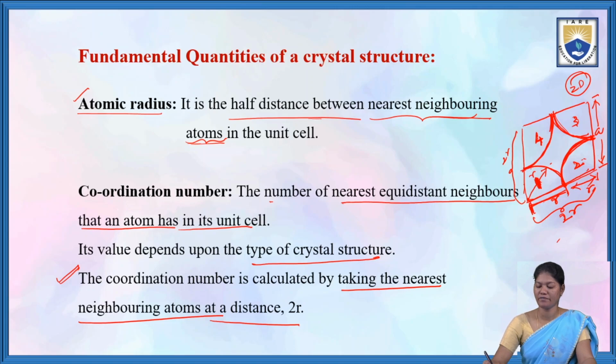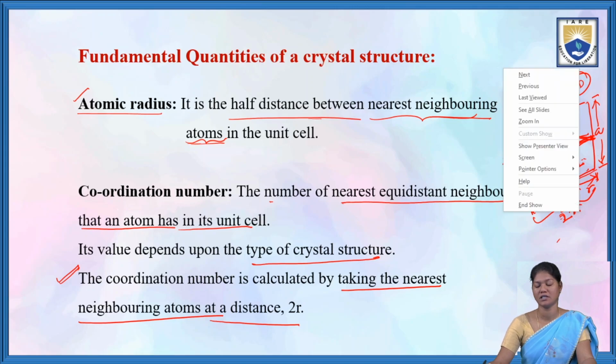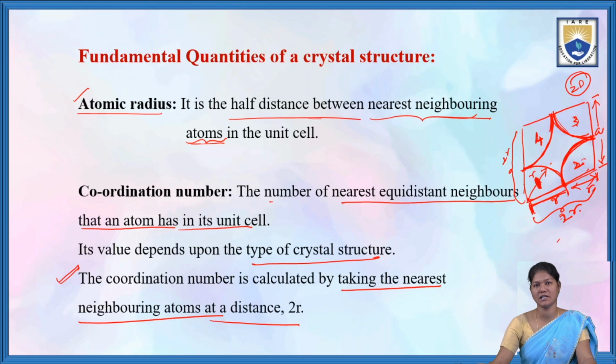The atoms which are at 2r distance can be counted as nearest, and that gives the coordination number. How many atoms are at the nearest equidistance? So here in this case, the coordination number is 2.